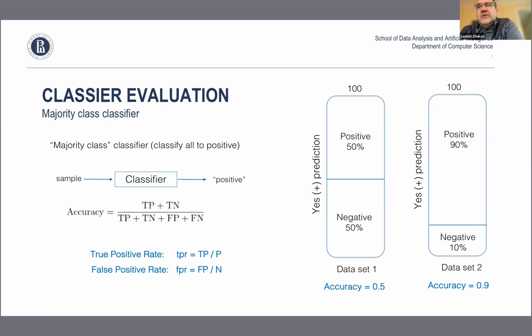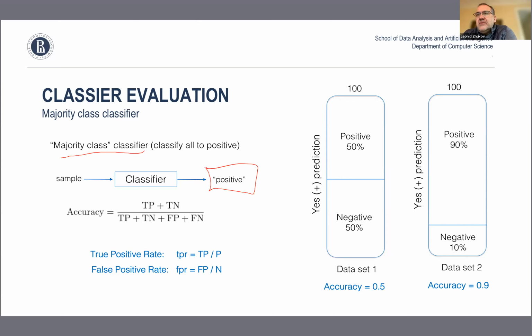Let's assume that we have a so-called majority class classifier. Majority class classifier means the following. It doesn't really matter what, we always classify our data point as positive, okay? So we don't look at the features, we just always say it's positive. All right, let's see what's going to happen. Imagine that we have a data set where 50% of points are negative and 50% of points are positive, right? So that's our data set.